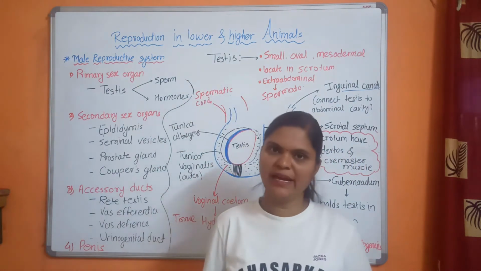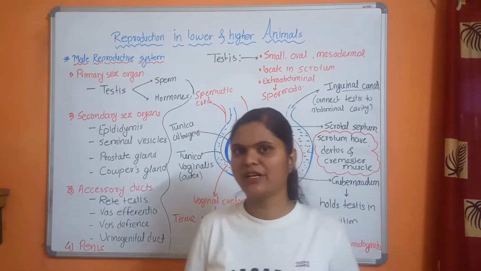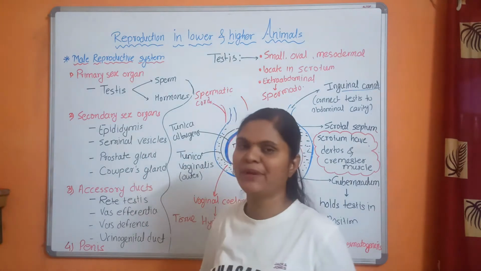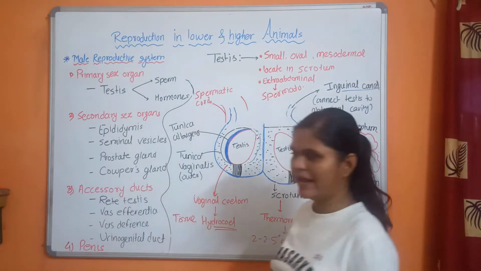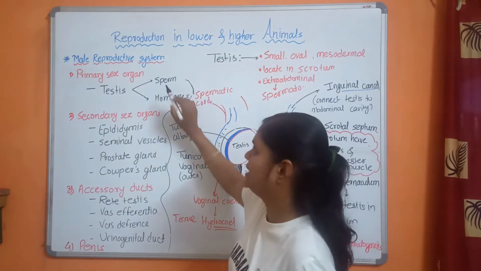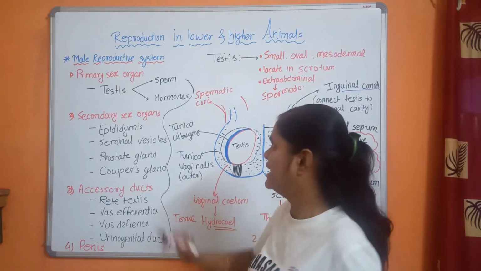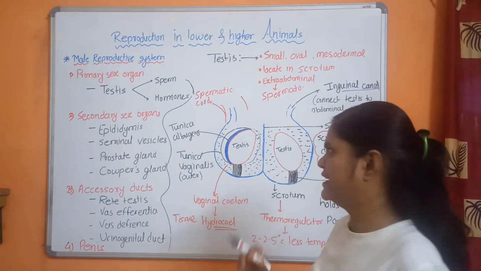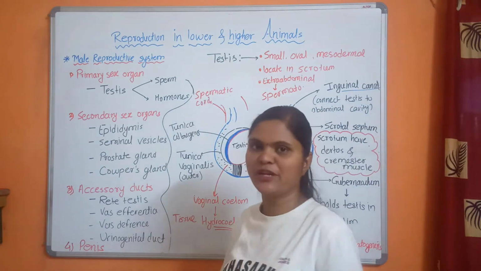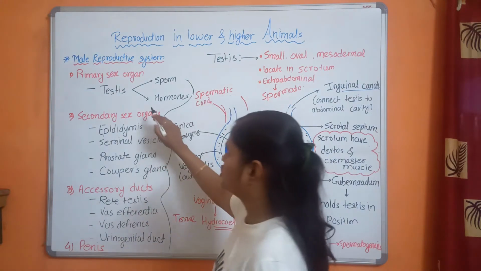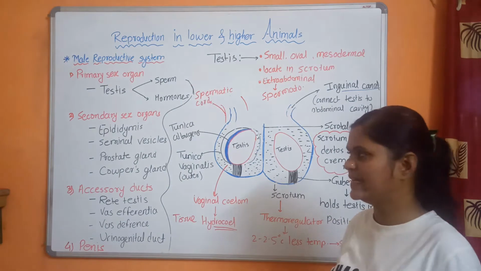In case of male, which is the primary sex organ? The testes act as the primary sex organ. And why are the testes called the primary sex organ? Because they produce male gametes, that is sperm cells, through the process of spermatogenesis, and they also produce male sex hormones. So the testes are the primary sex organ.